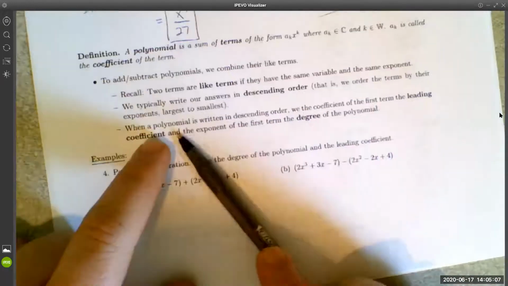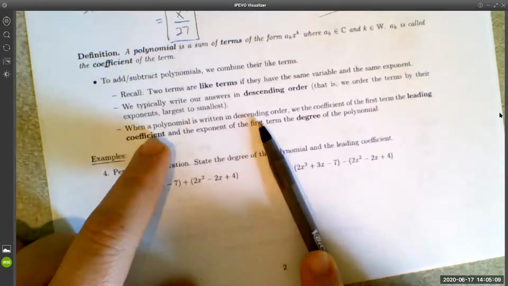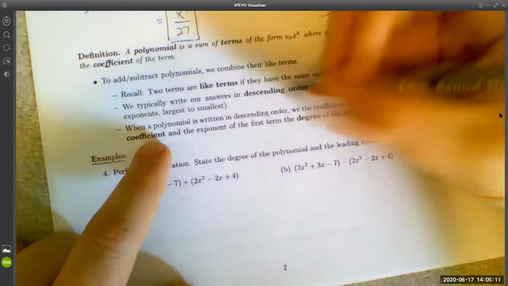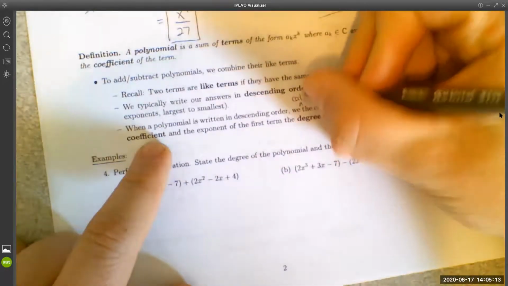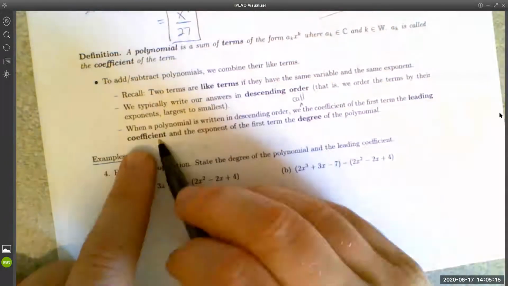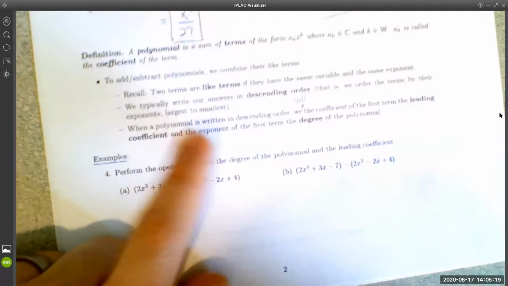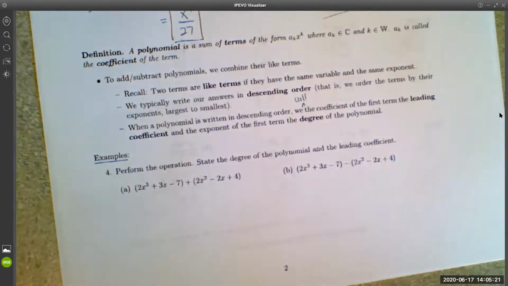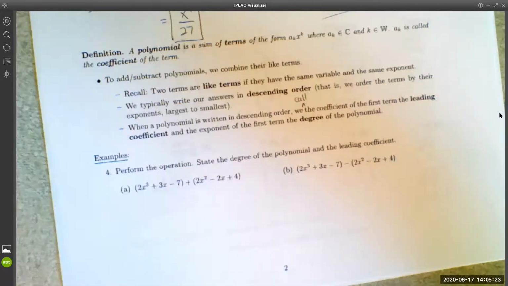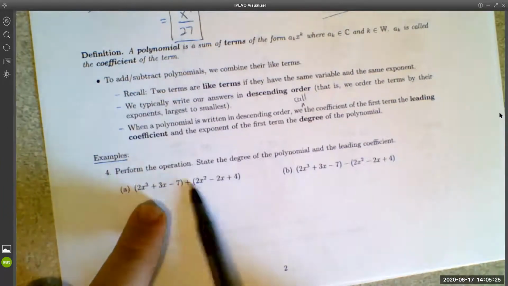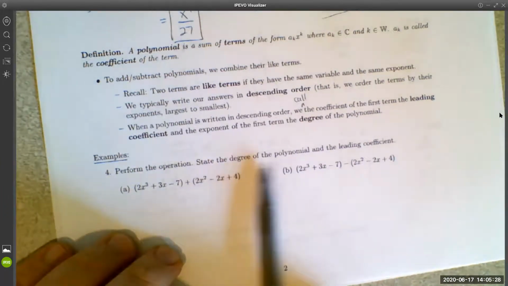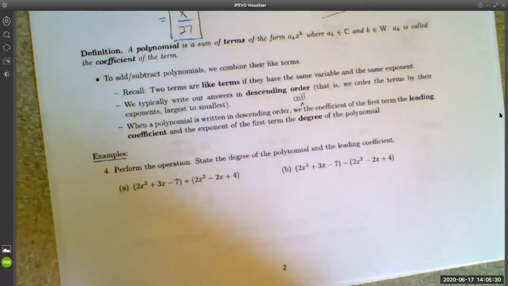When a polynomial is written in descending order, we call the coefficient of the first term the leading coefficient, and the exponent of the first term the degree of the polynomial. So let's practice. Let's perform the operation, and then we'll state the degree of the polynomial and the leading coefficient.